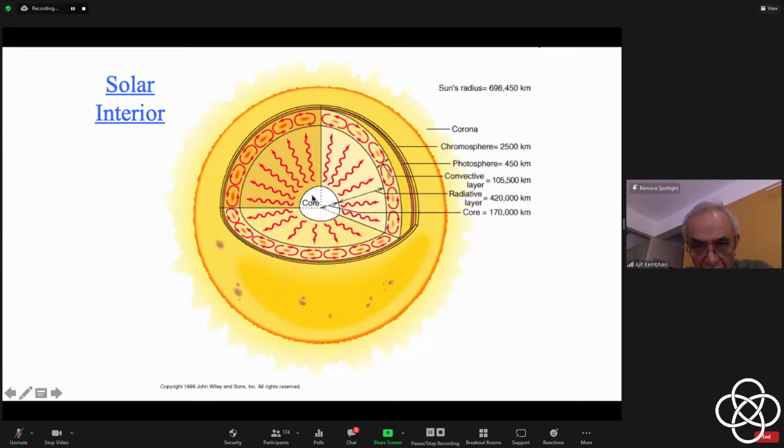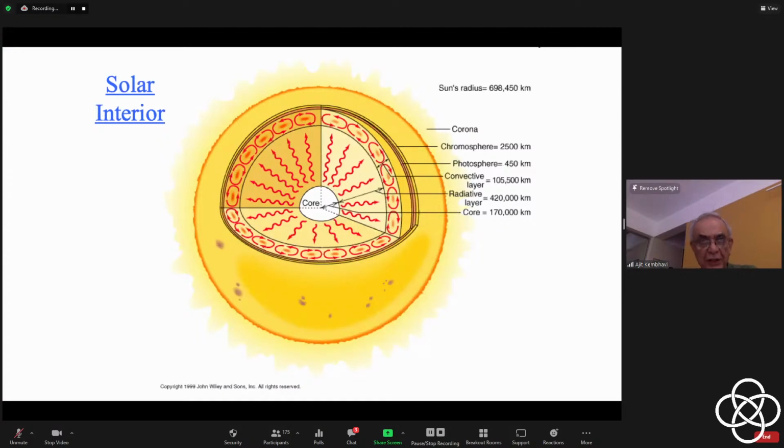But the inner part is collapsing, because gravitational energy is being released, and therefore it starts getting hotter and hotter. Eventually, it becomes so hot that the pressure can again balance the force of gravity. When that happens, the collapse stops, and the temperature will be much higher, more than 30 million Kelvin. At that point, the fusion of helium begins.